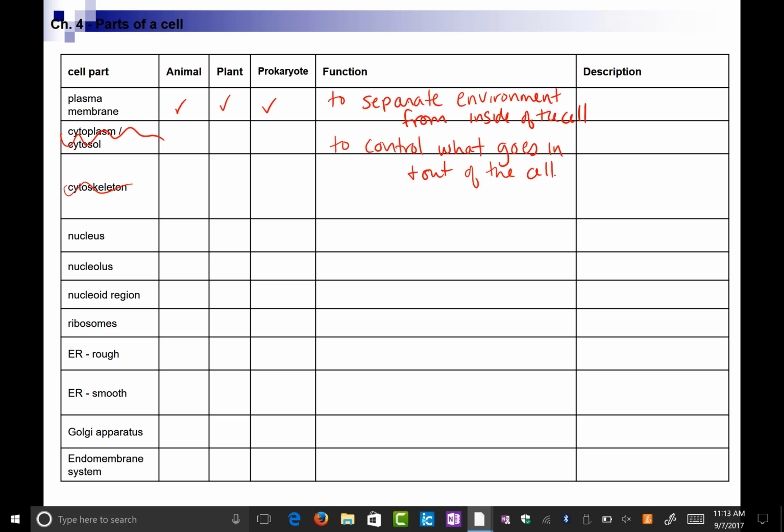And the description, I want you to describe something about this. So my description of a cell membrane is it's a phospholipid bilayer. That means it has a double layer of phospholipids that does this function of separating the environment from the inside of the cell, controlling what goes in and out. So please, please, please work on this chart.